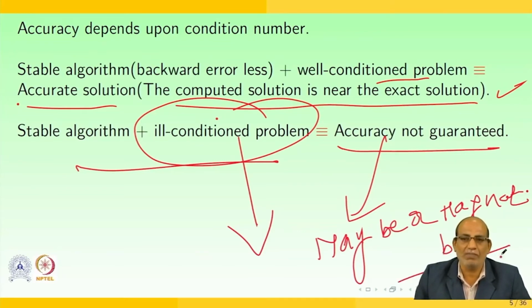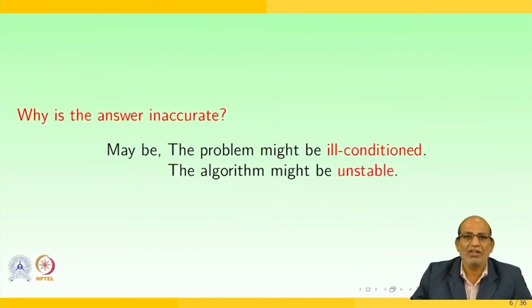Maybe or may not be. So this is not guaranteed. Okay, so having had this condition number, let us go ahead. Why is the answer inaccurate? Very interesting question. Let us see why the answer is inaccurate.